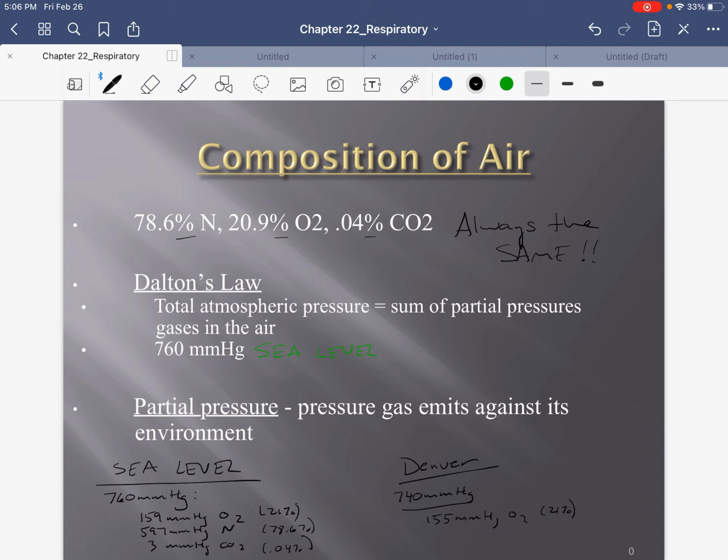And then we would do this times 740. So we'd have about 581. So there's less nitrogen in the air, but it's still 78.6% of the whole thing. So I'm not going to ask you these numbers. Now we'd have about 4 of CO2. So it's less. Oh, wait a minute. Apparently I can't do math very well. It'd still be about 3 because it's such a small percentage.